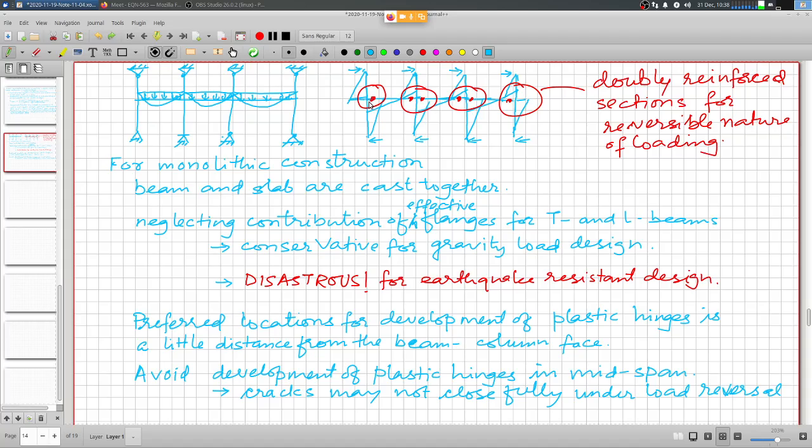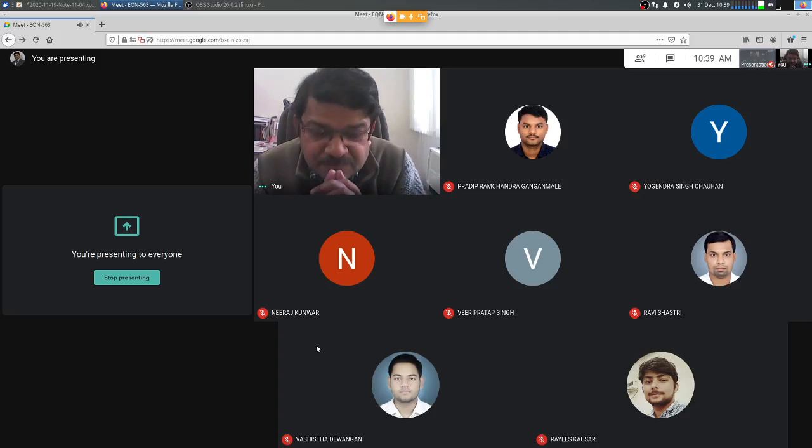And for earthquake load, maximum flexural capacity is actually needed where the maximum moment happens, at the beam column face. So how do we provide plastic hinges a little distance from the beam column face when the maximum moment occurs at the beam column face? Any thought process on this?